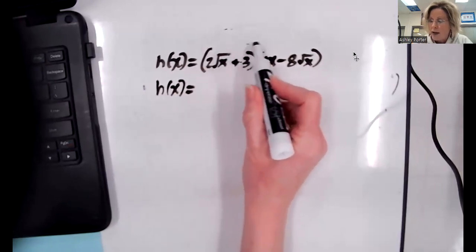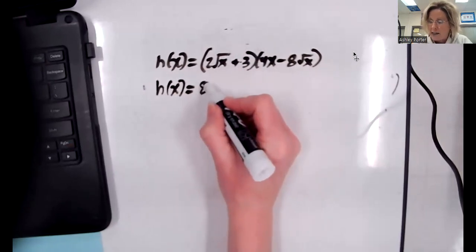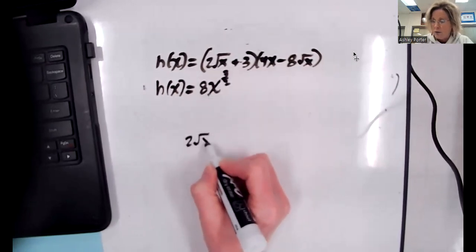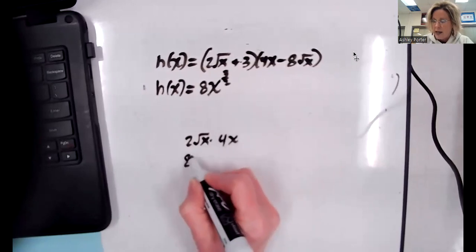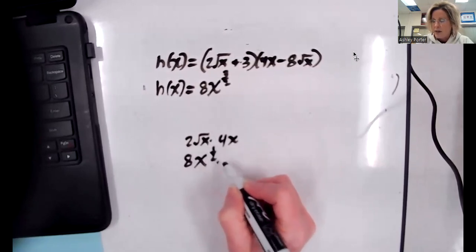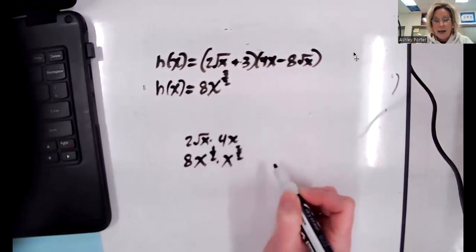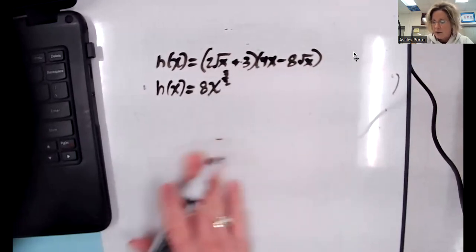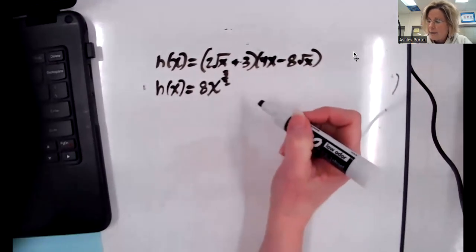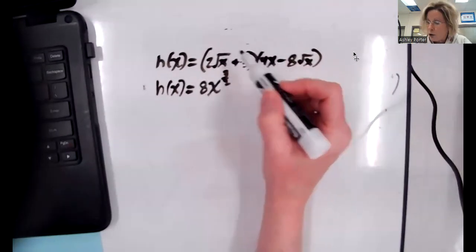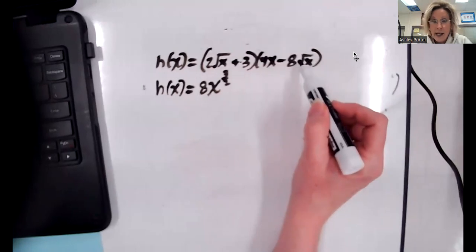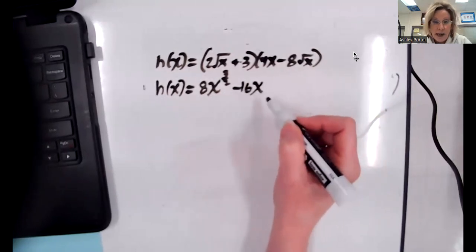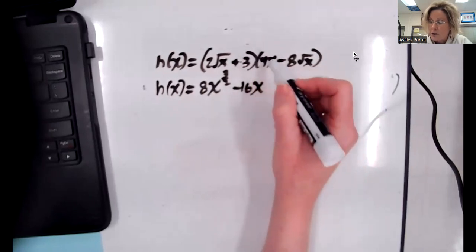So 2 square root of x times 4x is 8x to the 3/2 power. Again, 2 square root of x times 4x is 8. X to the 1/2 times x to the 2/2. Add exponents, get x to the 3/2. Now we have to do outer. So 2 square root of x times negative 8 square root of x will be minus 16. Square root of x times square root of x is just x. In the inner, plus 12x.